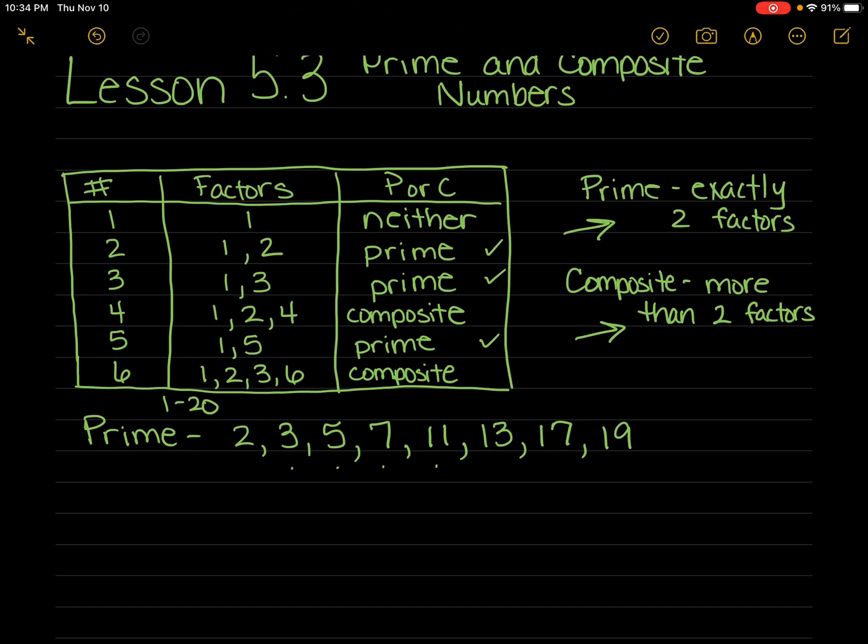You can keep going and going with prime numbers. You're going to see that they get a lot farther apart as you keep going, because they can be divided by each other. Okay, and then my examples are, let's see.